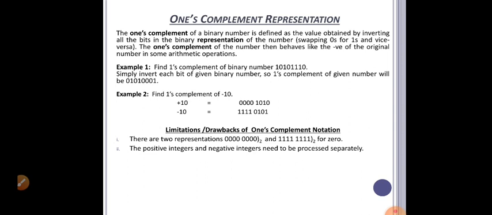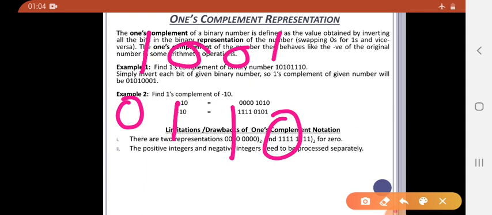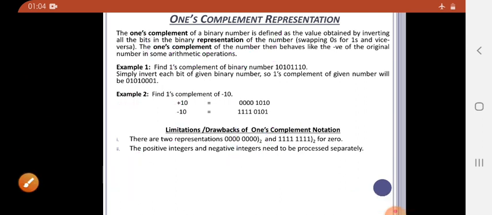The ones complement of the number then behaves like the negative of the original number in some arithmetic operations. For example, suppose the number is 101. So you just invert it. In place of 1, you write 0, then 1, then in place of 1, it should be 0. So this is called 1's complement. This is called 1's complement. Always keep in mind. Now let us understand it with one example.